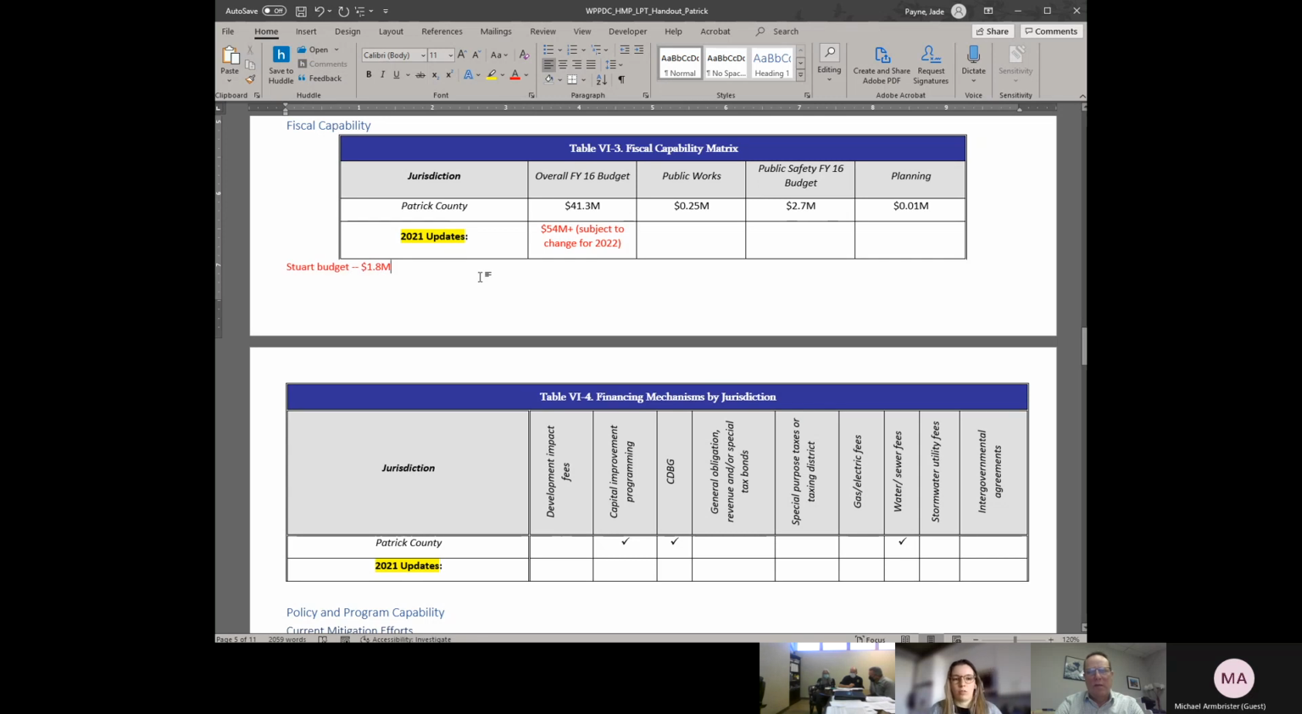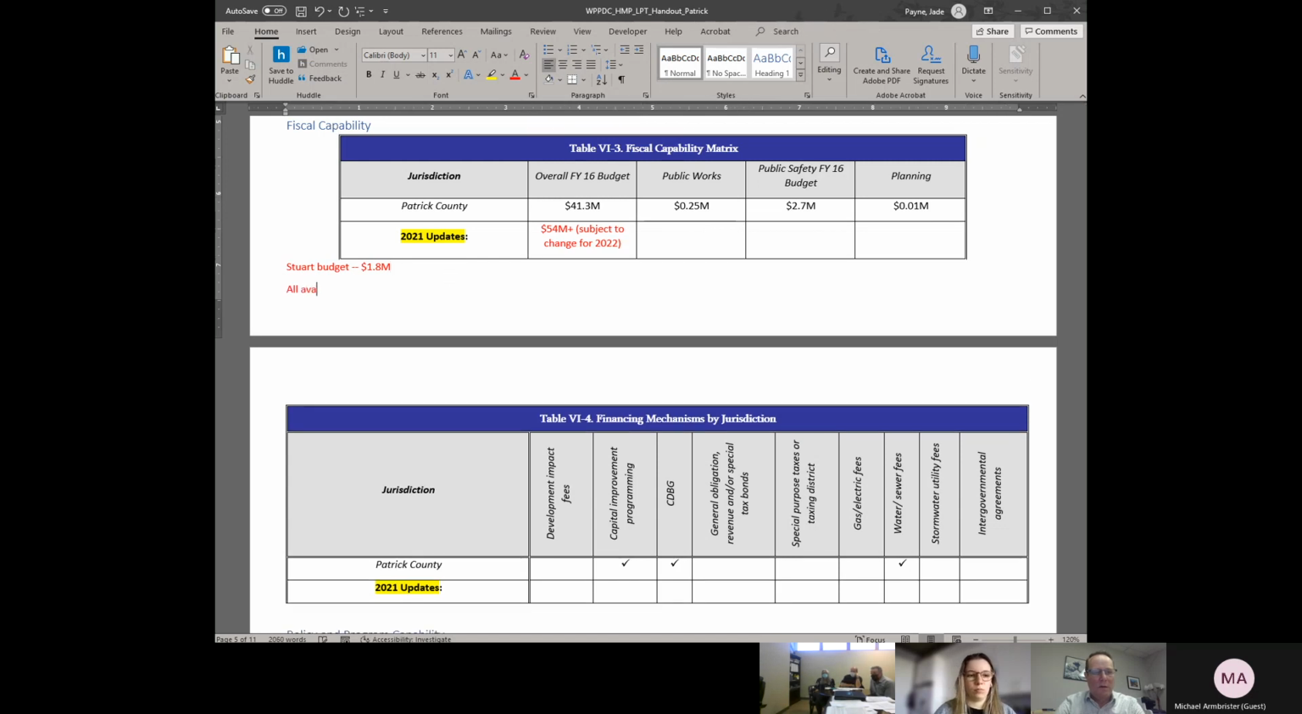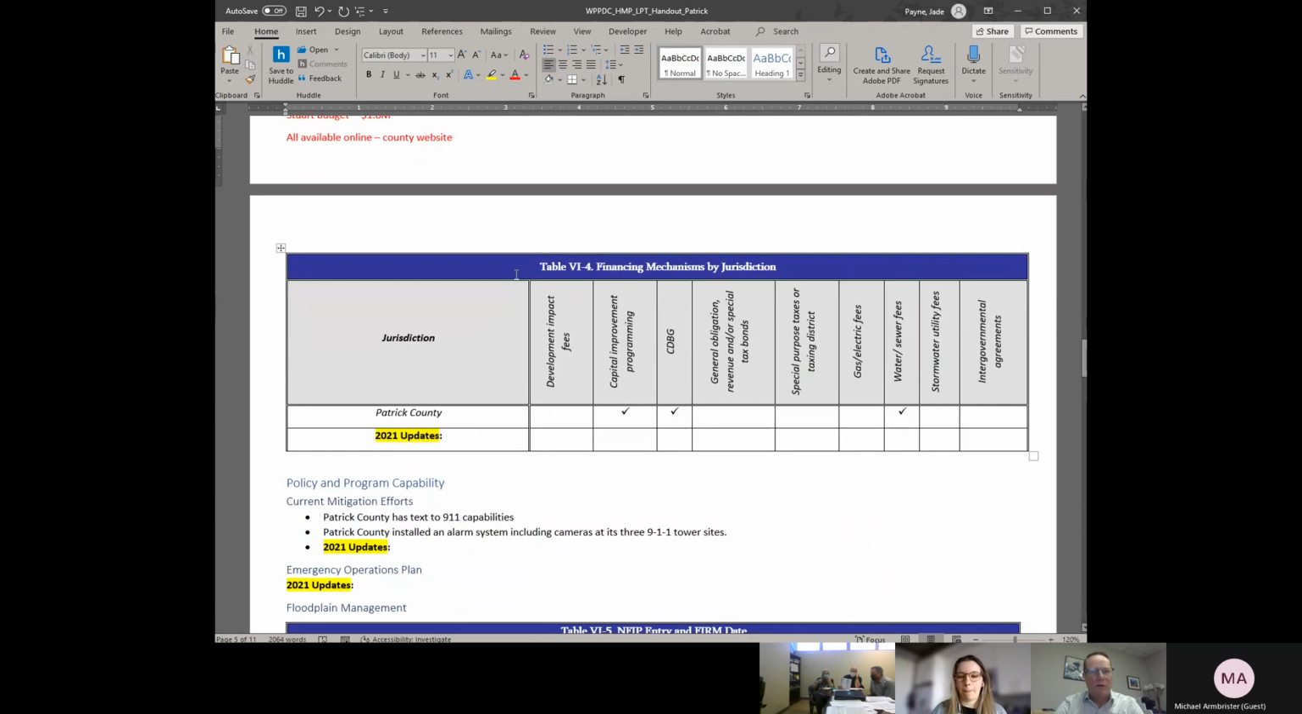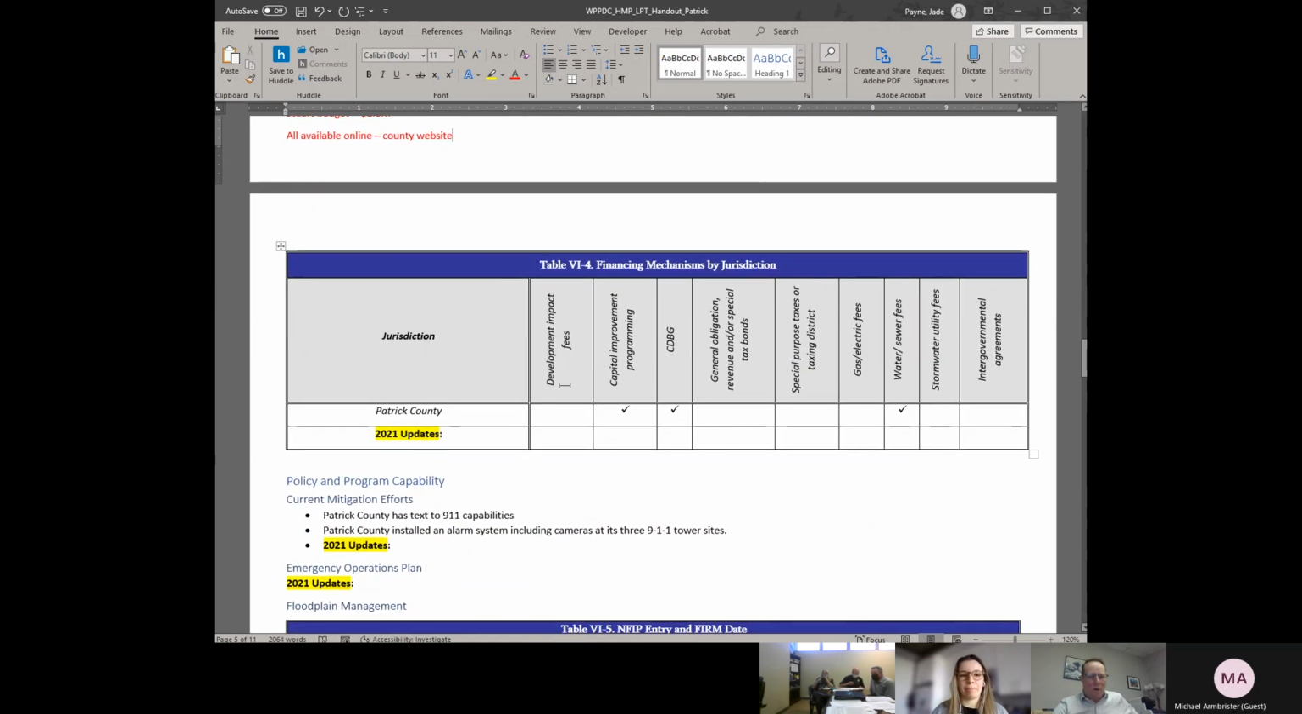Do you think that there's been any major changes by public safety or public works or planning? I know you don't have the numbers all handy with you, but if this is available online, just point us to it. We can check ourselves. It is available online. It's on the county website. We'll check that. Okay. If we can't find anything, we'll reach out.